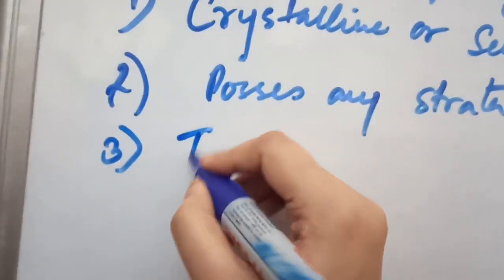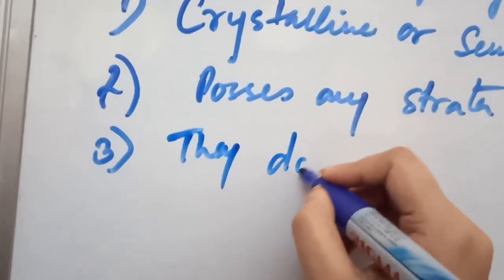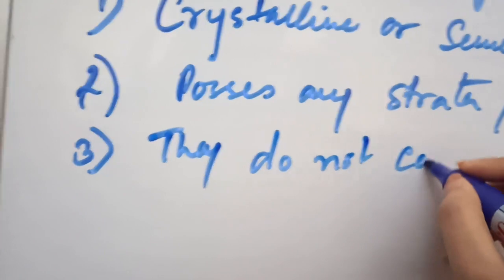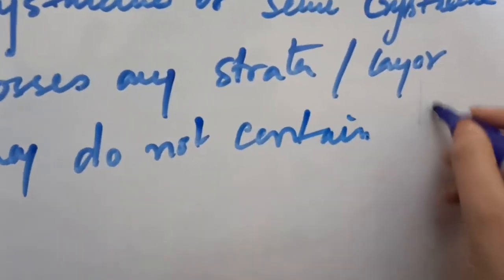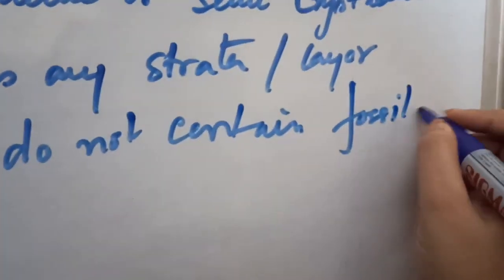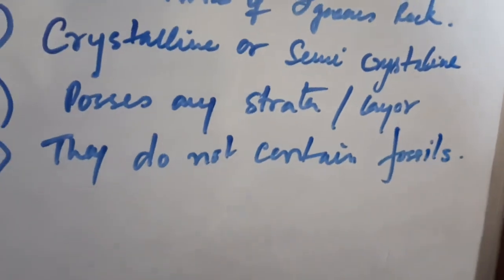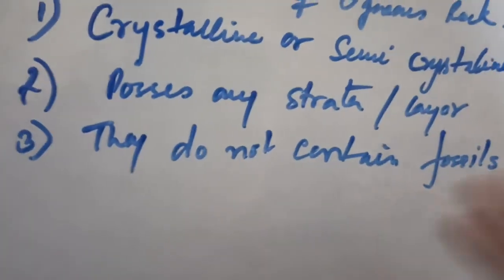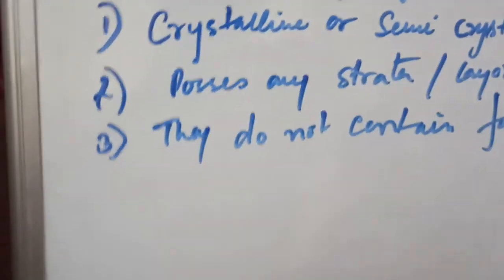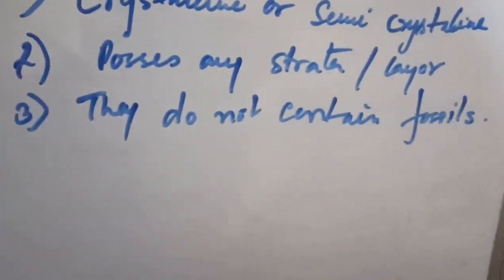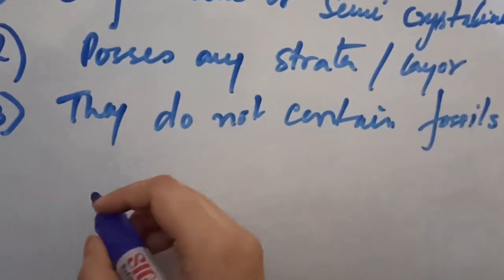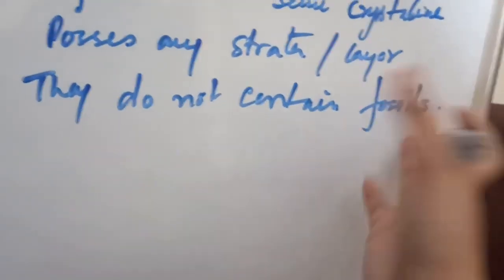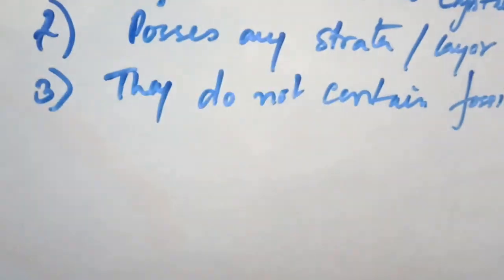Next is that they do not contain fossils. So when the igneous rocks were forming, at that point of time no life was present on the earth's surface, so that is the reason fossils have not formed on or are not present within the igneous rock.